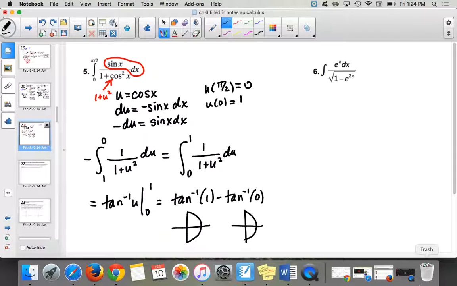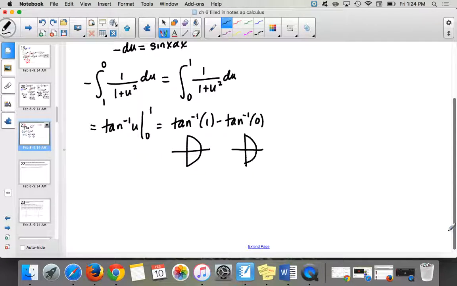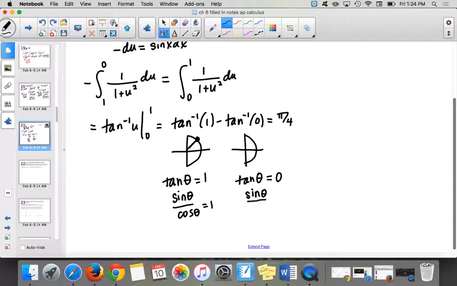All right, so inverse tangent of 1. What I'm saying is tangent of some angle is equal to 1. Exactly. So it's basically saying sine over cosine is equal to 1. So Emerson is already saying pi over 4. I agree. This next one is saying tangent of theta is equal to 0. So sine over cosine is equal to 0. So basically where sine is equal to 0, which is 0. I agree. So our answer is pi over 4.